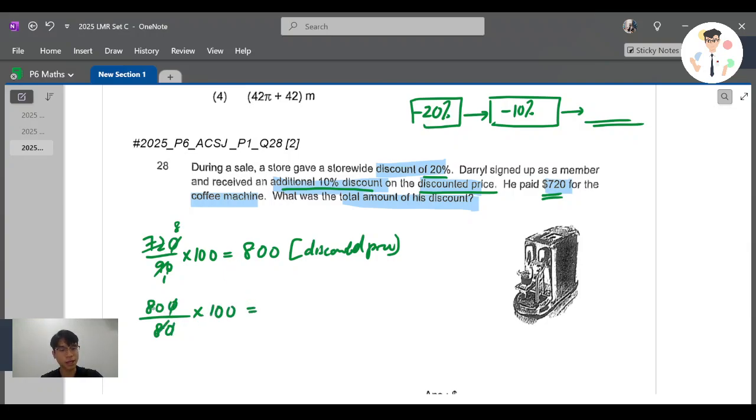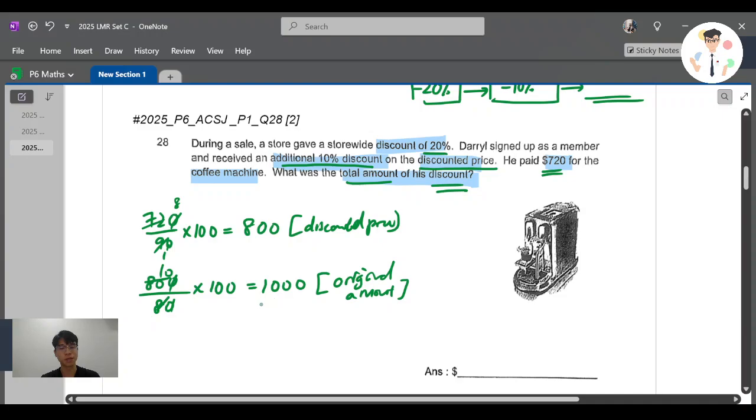And if you simplify, and I think it's very simple, basically it's 1000. And this is the original amount without discount. And again, the question now is asking, what's the total amount of his discount? Again, amount means the money. Initially, he's supposed to pay 1000, but he only pays 720.